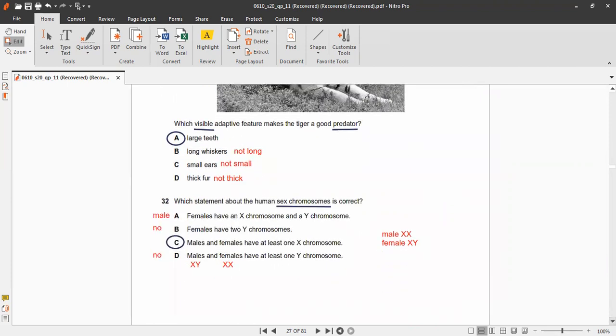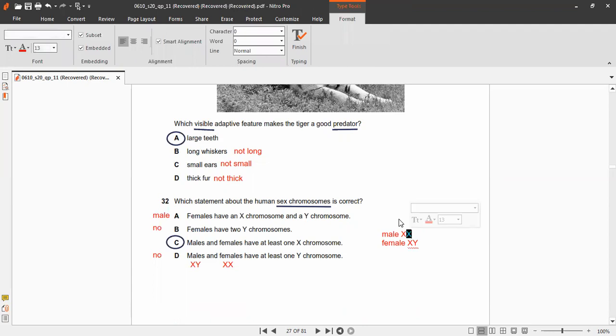Which statement about the human sex chromosomes is correct? Females have an X chromosome and Y chromosome? No, it's not correct. That is for male. Females have 2 Y chromosomes? No, it's wrong. Males and females have at least 1 X chromosome? Yes, male XY and female XX. So males and females have at least 1 X chromosome.